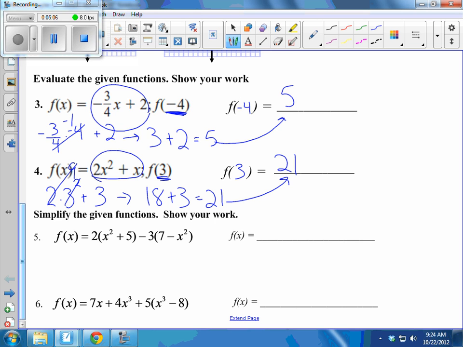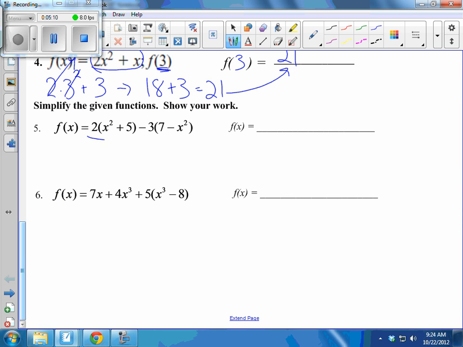Okay? All right, on 5 and 6, I'm just simplifying the function. So I'm just cleaning this up. And if you guys remember, we did that activity with, some of you did the warm up on a pink paper and some of you did it on a blue paper. What I would do is I would go through, turn all your subtraction into addition. So I'm going to add the opposite and add the opposite.